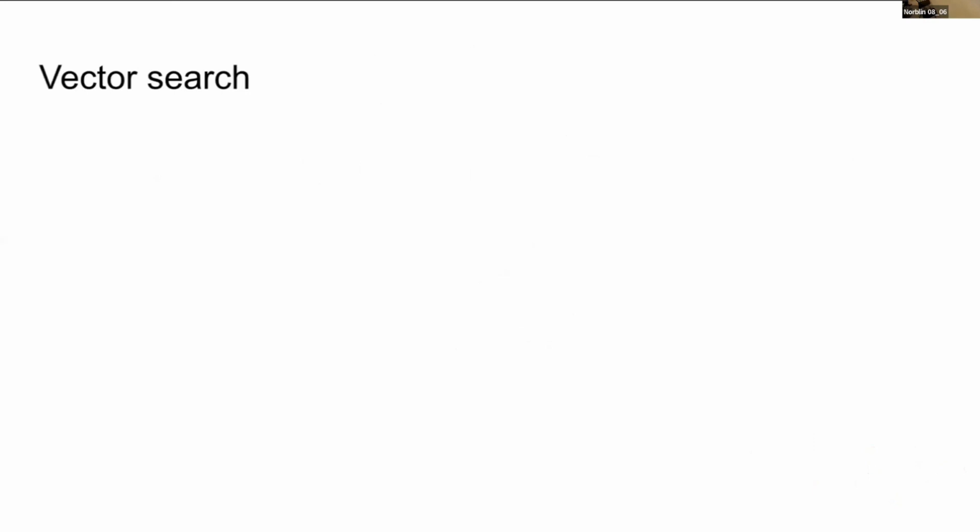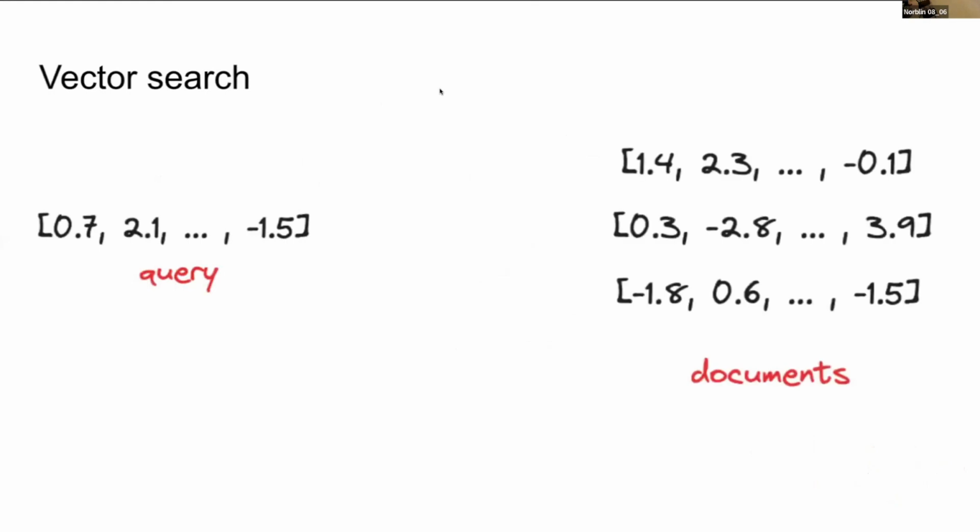Let's start by answering the question, what is a vector search? Well, vector search is a kind of search where both query and documents are vectors. And the search is performed using some similarity metric, such as inner product, cosine, or Euclidean.